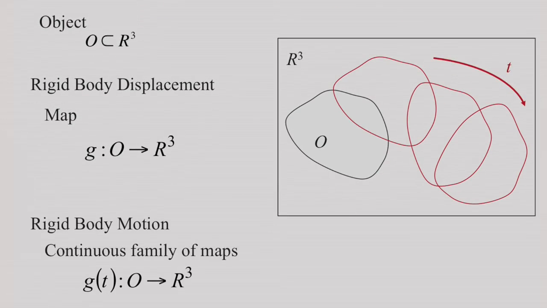What is rigid body motion? Well, as time changes, now you have a continuous family of maps. So G, which is a displacement, is now parameterized by time. As time changes, you have the collection of points in O moving from one position and orientation to another position and orientation, and so on. And this is a continuous set of displacements.